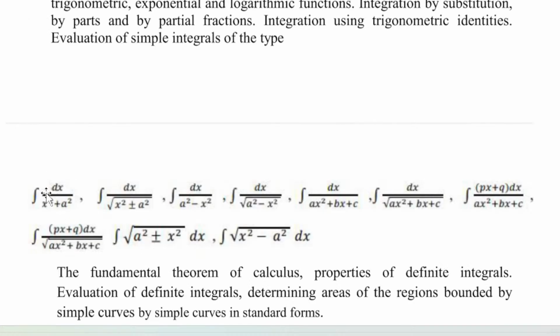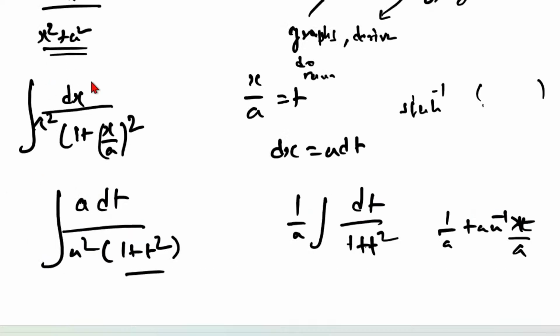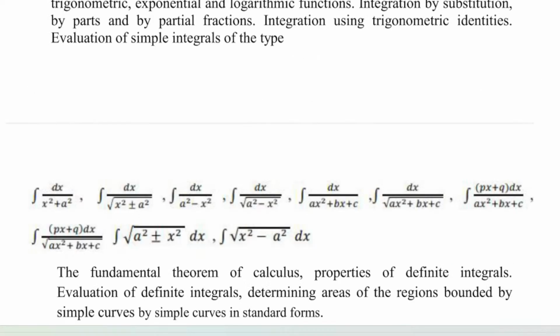Just do the small substitution and tell me what x square plus a square will become. We'll take a square common, a square into 1 plus x squared by a square. Then x by a you will take as t, dx is a dt, so a dt by a square into 1 plus t square. This becomes 1 by a dt by 1 plus t square, 1 by a tan inverse t, which is nothing but tan inverse x by a. This is our first integral.